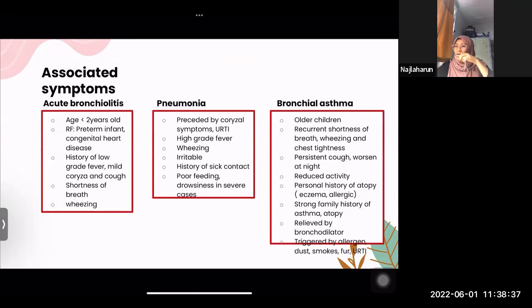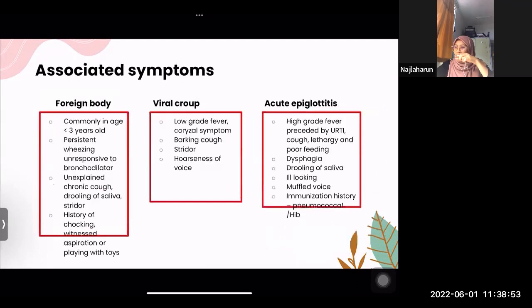You also need to ask more about the history, like personal history of atopy and also family history of asthma or atopy that can give a hint to the diagnosis. And does it relieve with bronchodilator, and what are the triggering factors at the time and previously.